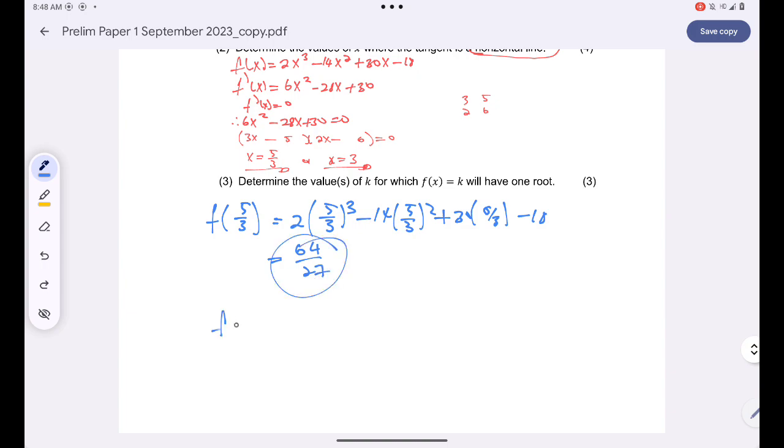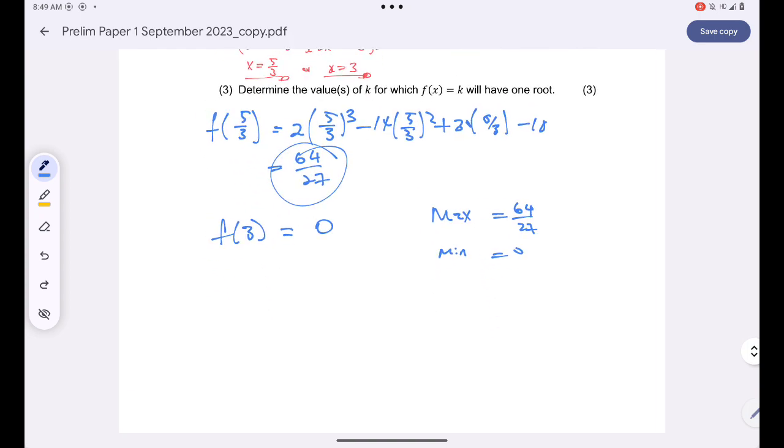Our minimum value, guys, f of 3 will simply give us 0. So maximum is equal to 64 over 27, and then minimum is just equal to 0. Remember that, guys, our graph looks like this.